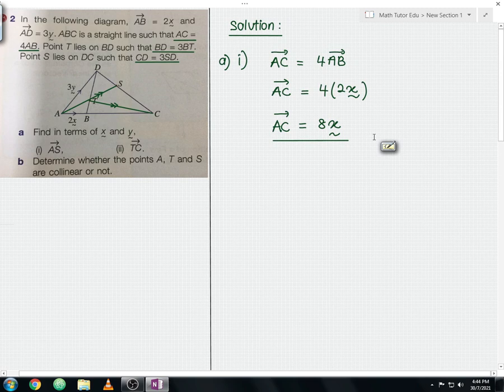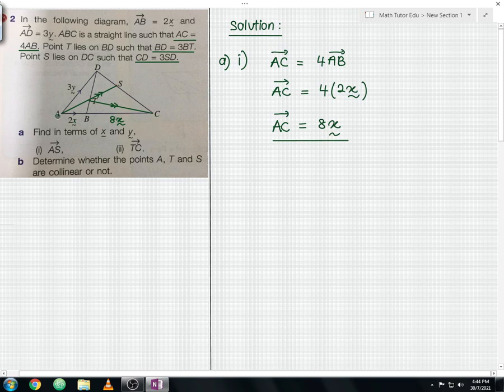So now what I'm going to do is I'm going to include this 8x into the diagram here. So let me write over here the 8x. And then the next value that we are going to find is the value of BC itself. Since we have already found the overall value of the vector AC, it is important for us to find the vector value of BC. Why am I saying so? Because the vector BC will be useful for us to solve the upcoming question, which is the question A part 2.